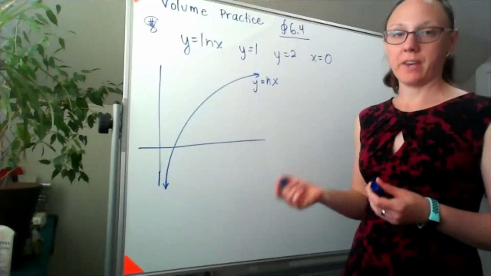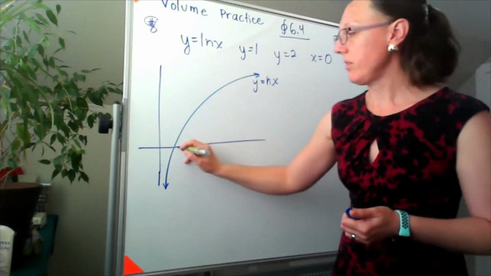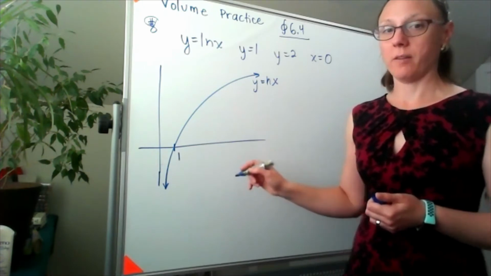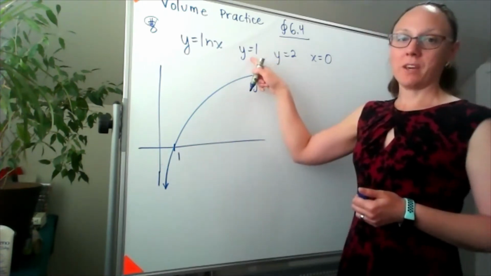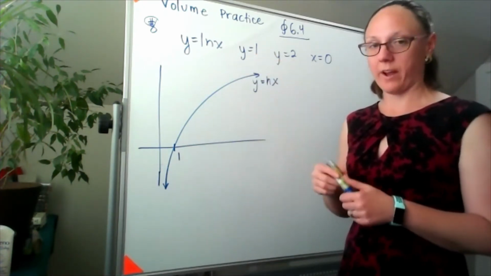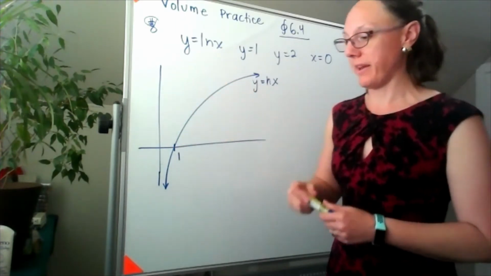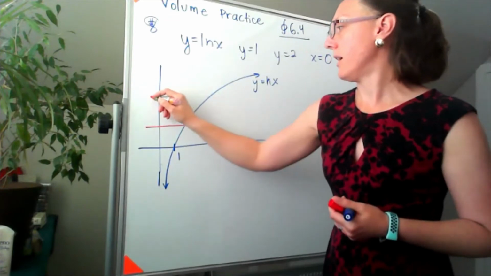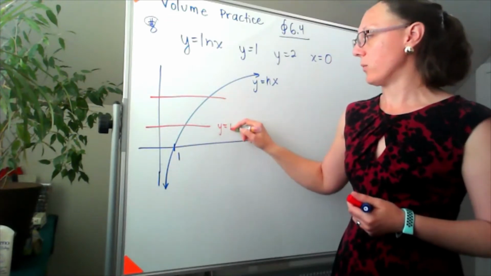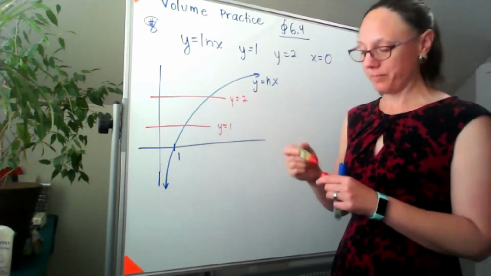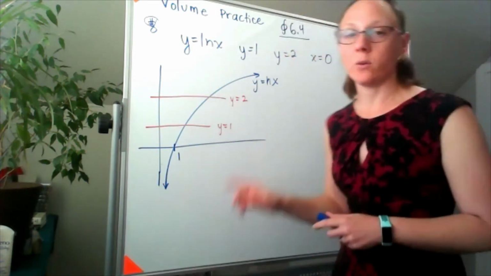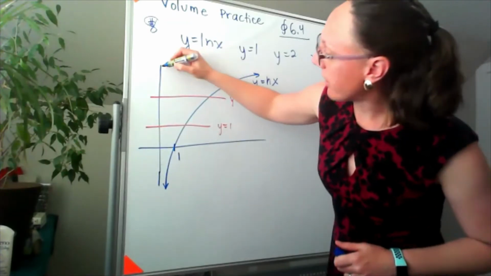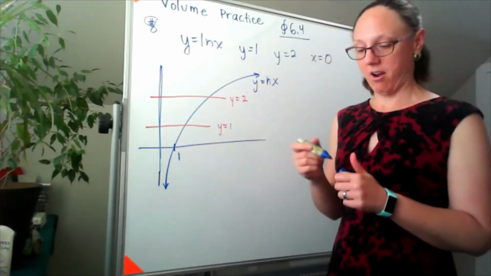There's my natural log of x, which crosses the x-axis at x equals 1. That tells me that these lines y equals 1 and y equals 2 are somewhere up here. So maybe we'll draw them in as y equals 1, y equals 2. And x equals 0 is the secret name of the y-axis. So we've already got that piece done.